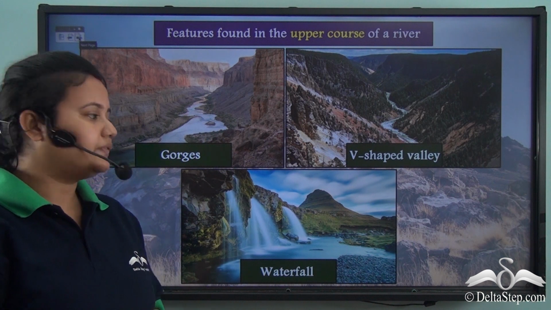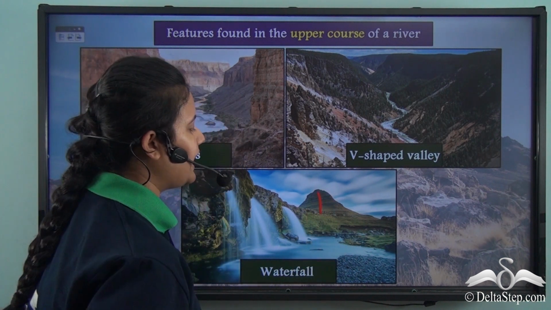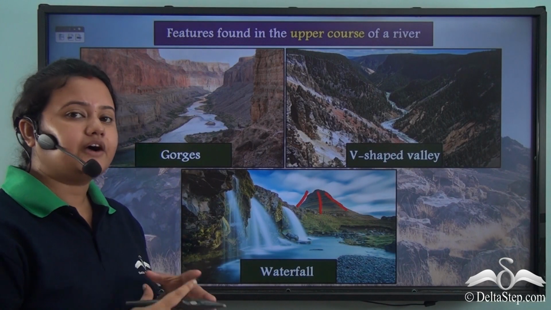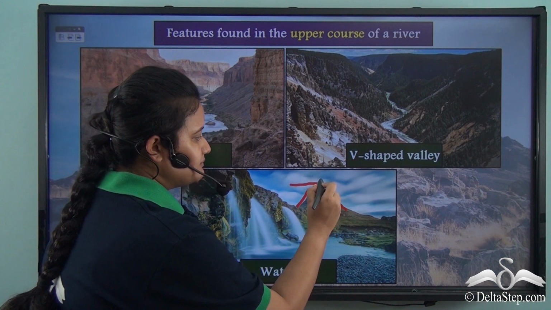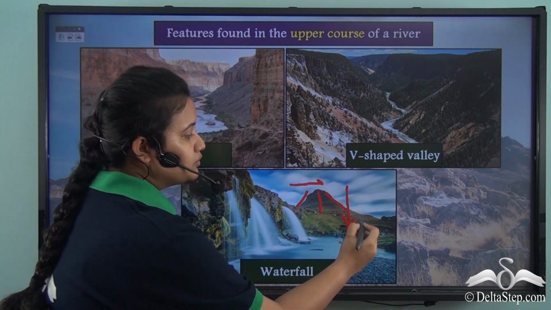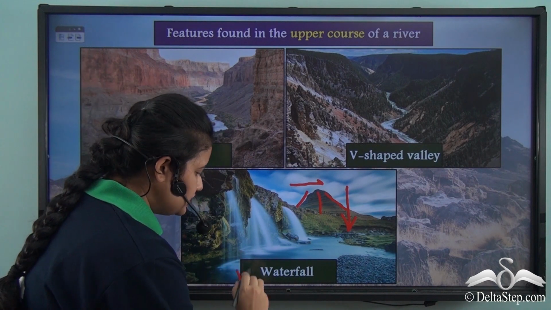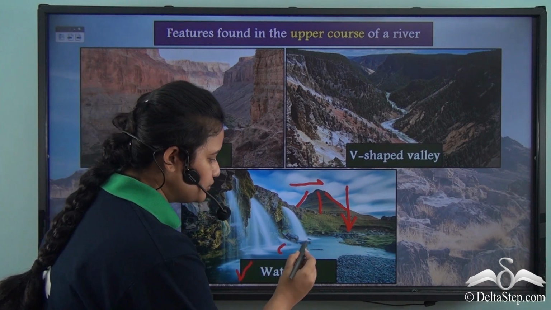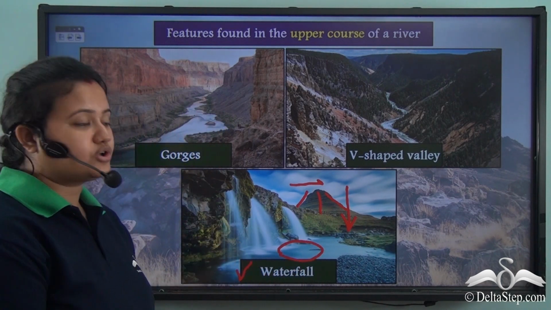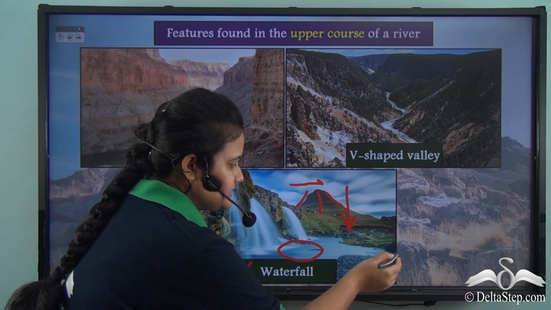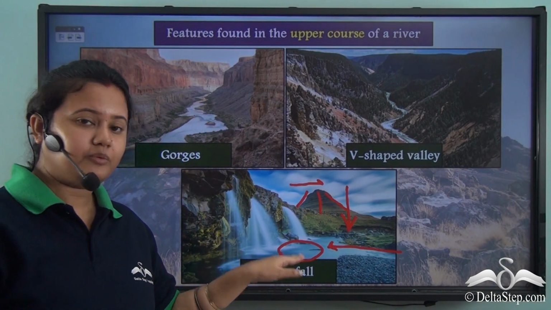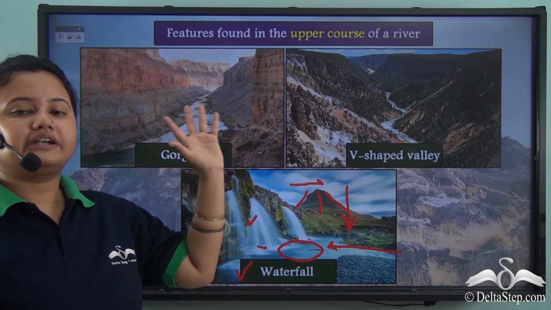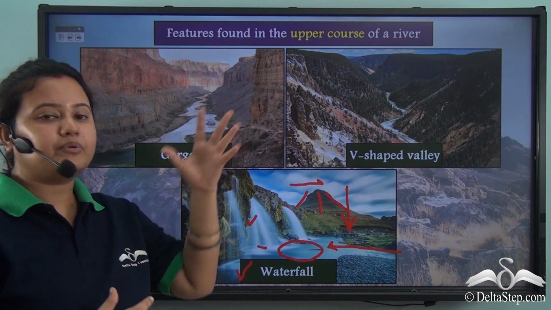Now, we also know that mountains are very tall and have steep sides. Now, when a river or any other water body flows over these mountains and slides down almost vertically, then waterfalls are formed. And just as you can see in the picture, plunge pools are found at the base of a waterfall. So, this is a plunge pool that has been formed at the base of a waterfall. So, these are the 3 different types of features that are found in the upper course of a river.